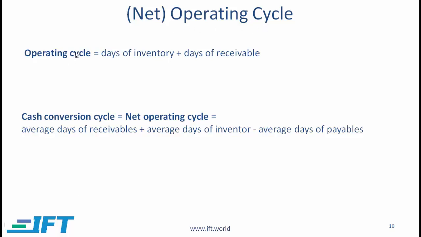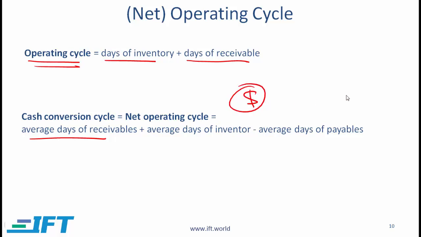Here you need to understand the difference between the operating cycle and the net operating cycle, and we have seen this in FRA also. The operating cycle refers to the days of inventory plus days of receivables. The cash conversion cycle, which is also the net operating cycle, tells you how much time it takes between when you pay cash to when you receive cash. And to calculate the net operating cycle, you do the following: average days of receivables plus average days of inventory minus average days of payables.